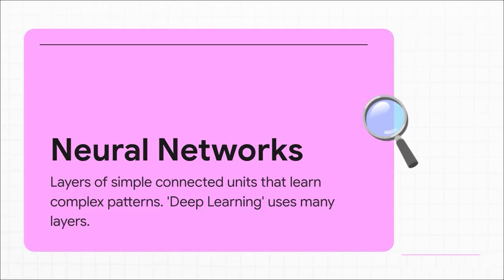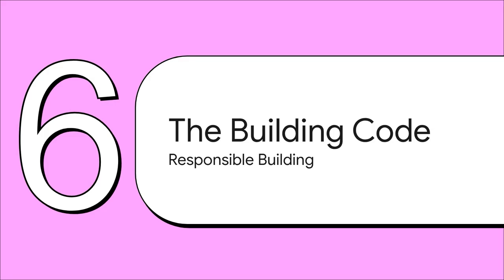And finally, the big one, neural networks. Now, these are loosely inspired by how the human brain works. They use all these layers of connected little units to find incredibly complex patterns, stuff that a simple line could never dream of. When you hear people talk about deep learning, all they mean is a neural network that has a ton of layers. And these are the engines behind things like image recognition and those crazy smart chatbots we're all seeing now. So we've built our model.